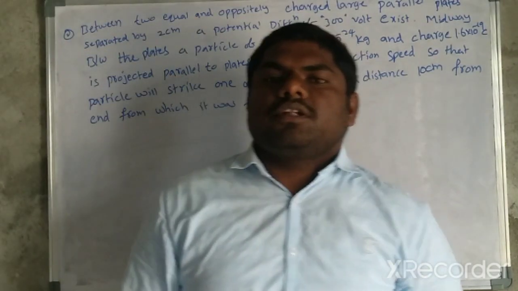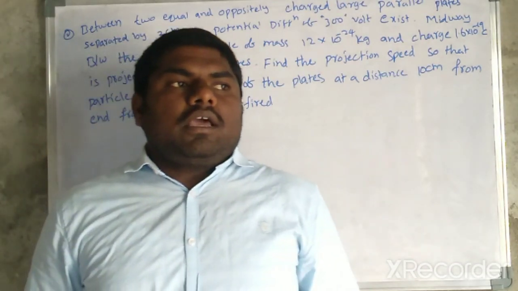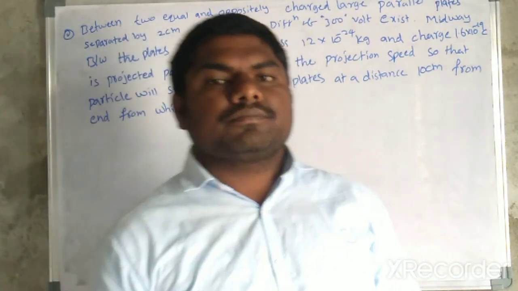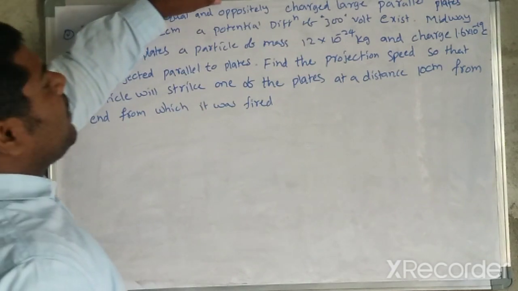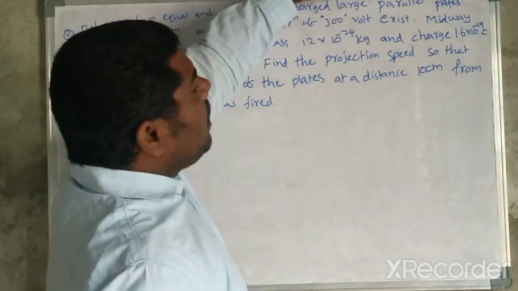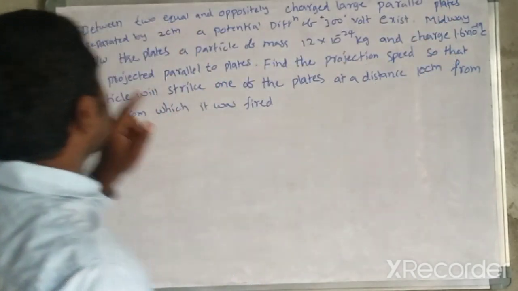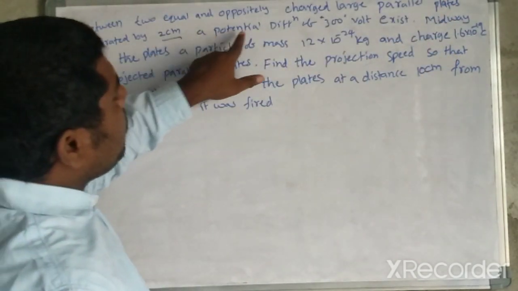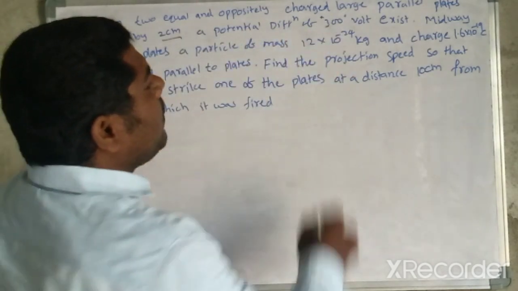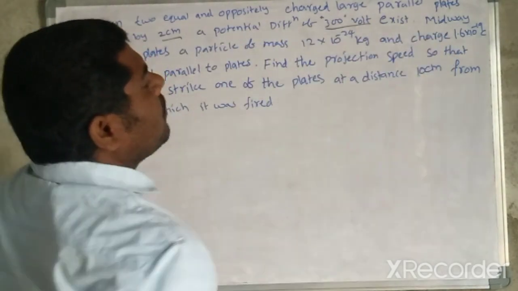Today we are going to discuss electric potential problems. So first problem: between two equal and oppositely charged large parallel plates separated by 2 centimeter, a potential difference of 300 volt exists.